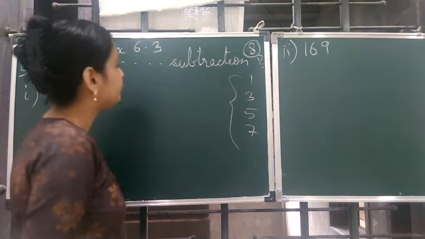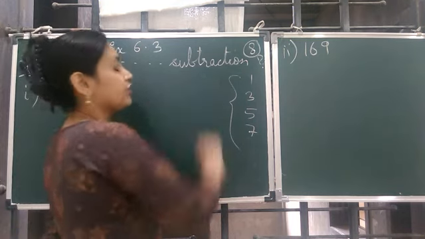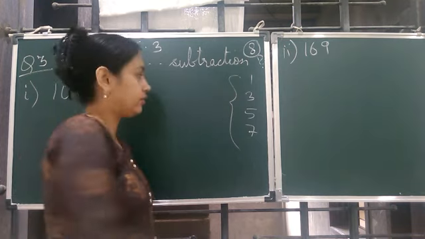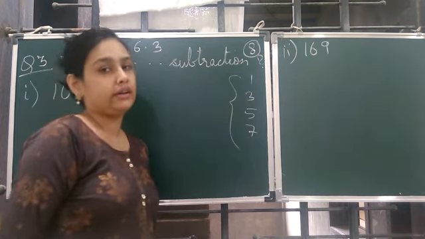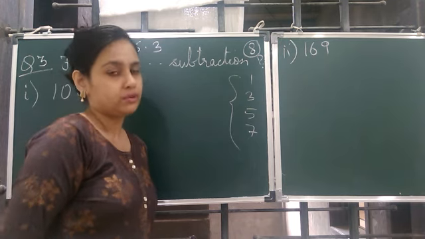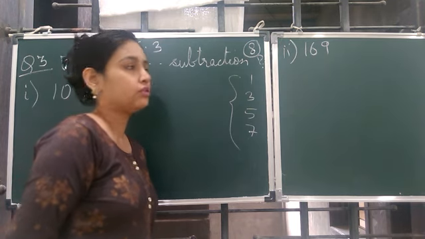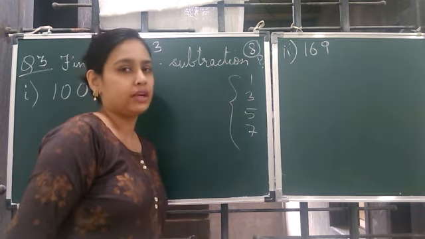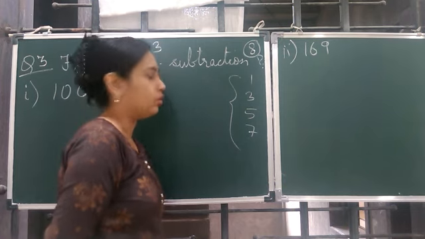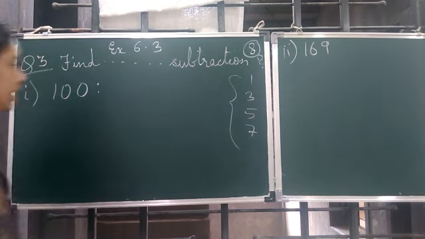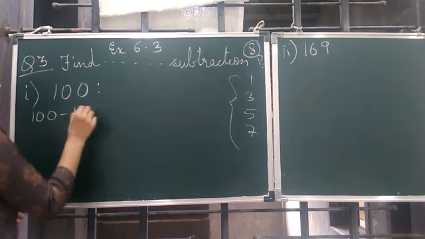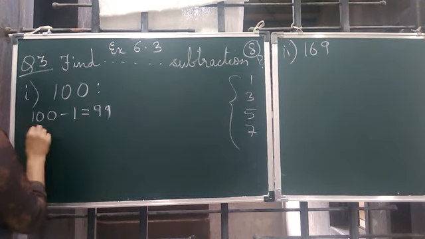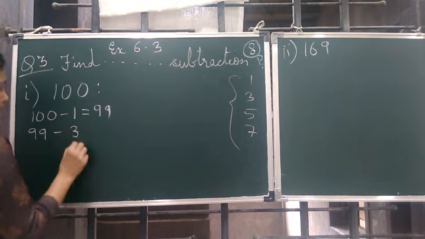Okay, so which numbers do we subtract? Yes, we subtract the odd numbers. We don't subtract all the numbers, but we subtract the consecutive odd numbers. So we start with the first odd number, and keep subtracting until we get a 0.